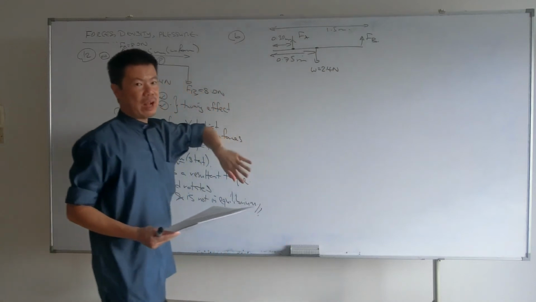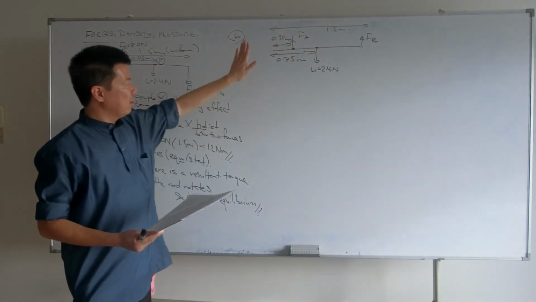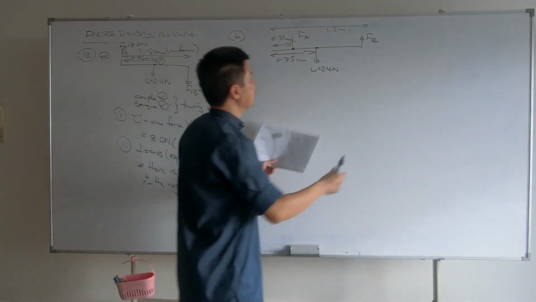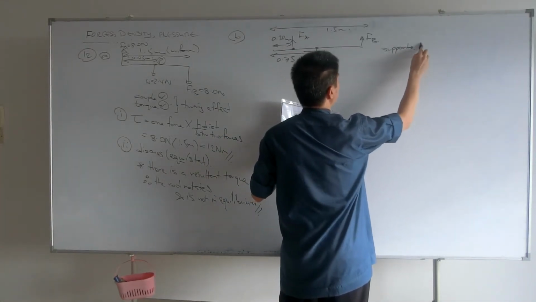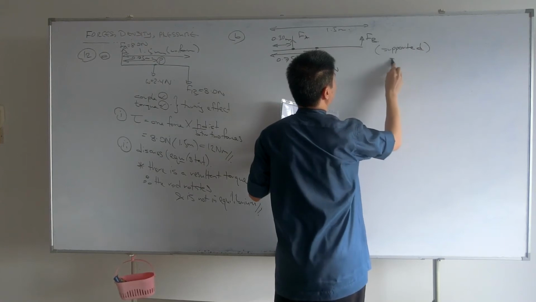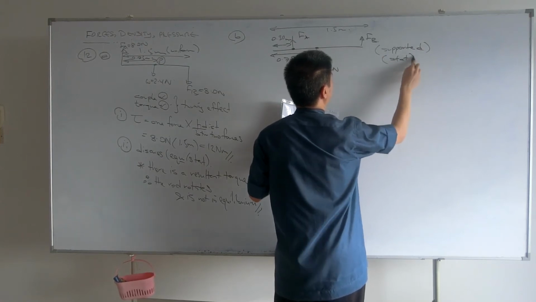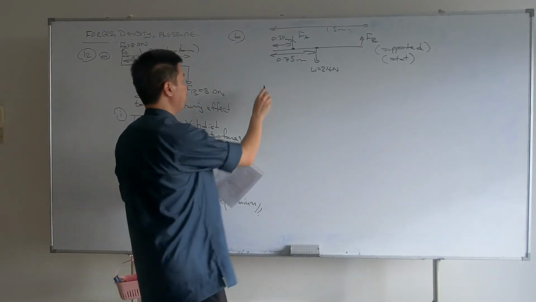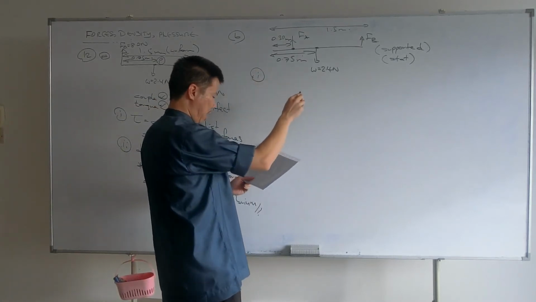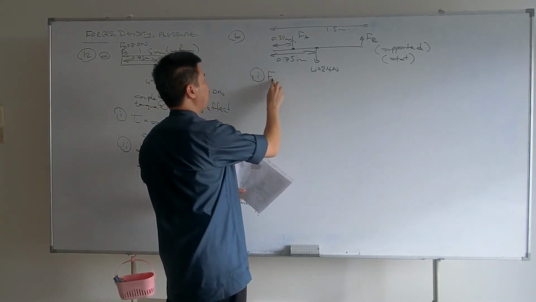We no longer have a couple, therefore we can say supported means this is a stationary object. Once you have a stationary object, means we can use the principle of moments. The question asks us to calculate the tension in rope B. We have to find rope B.